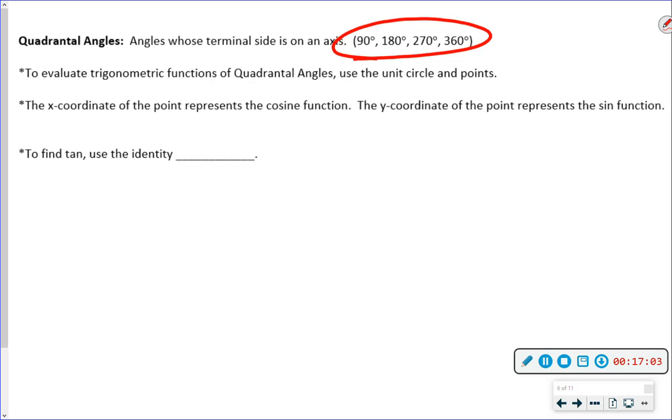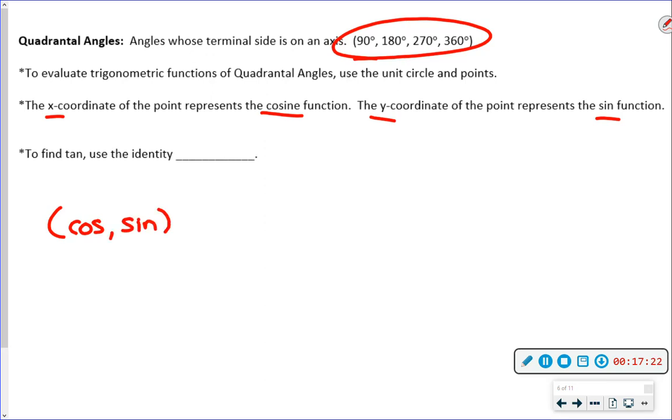Remember, unit circle, centered at the origin, radius 1. So up 1, right 1, down 1, left 1. The x coordinate represents, of course, cosine. The y coordinate gives you sine. Now, to me, that's easy to memorize, because it's alphabetical. The first coordinate's cosine, second sine.